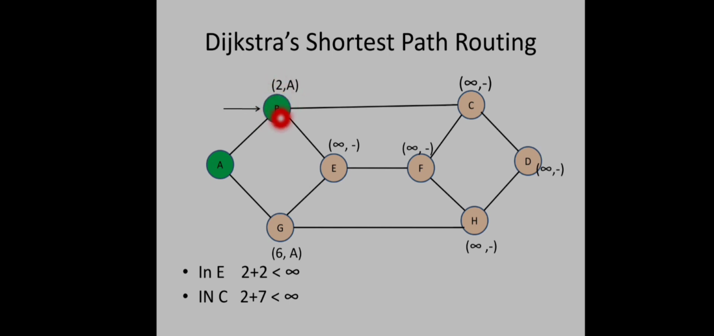So we will take this as the current node. Now B is the current working node, right? Examine all the nodes which are adjacent to B. E and C are the adjacent nodes. We have to relabel these two nodes.